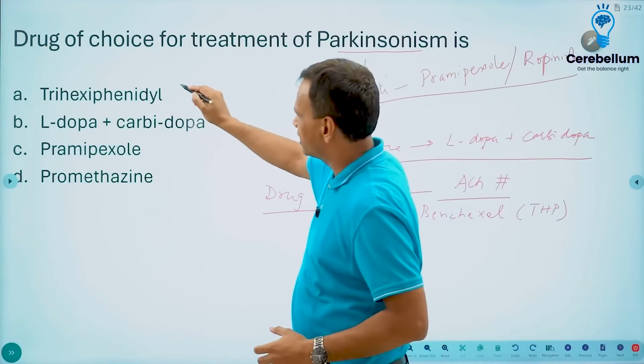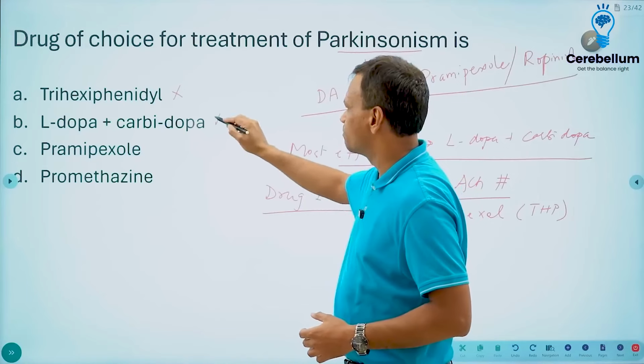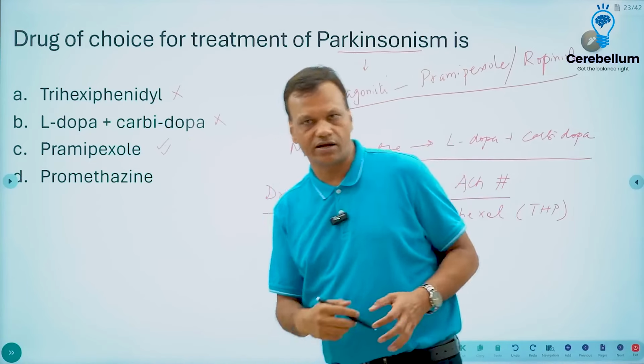So trihexyphenidyl is for drug-induced Parkinsonism. Levodopa-carbidopa is most effective but not the drug of choice. Pramipexole is the answer here. It is the drug of choice.